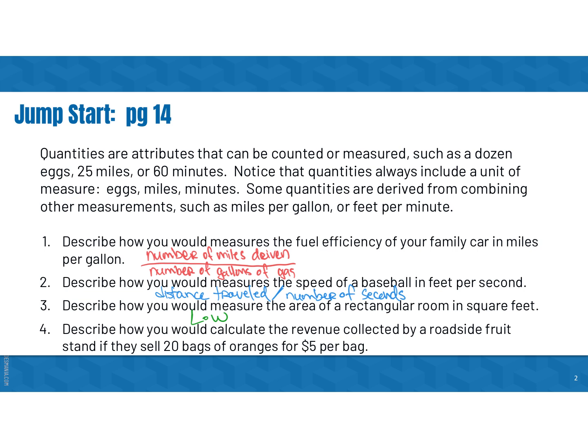And then the last one is describe how you would calculate the revenue collected by a roadside fruit stand if they sell 20 bags of oranges per $5 bag. Think about that for a second. All right, so they're 20 bags, and we're going to multiply it by $5 per bag. And that will give us how much they make, right? Yeah, they were able to get $100.